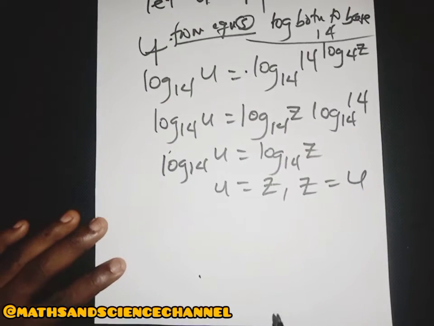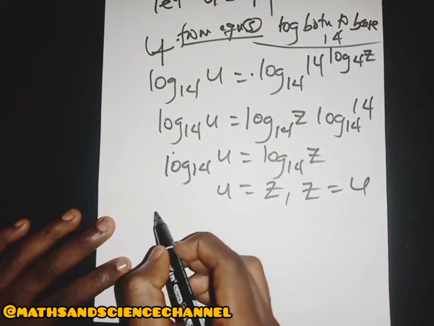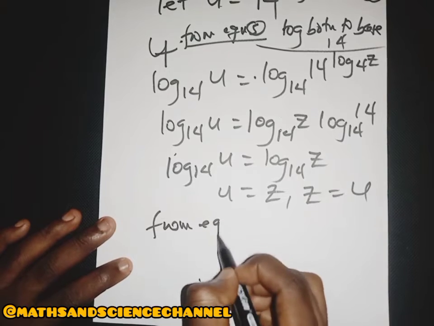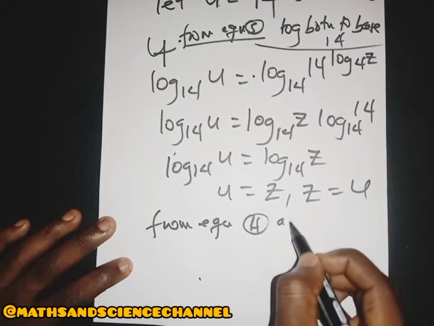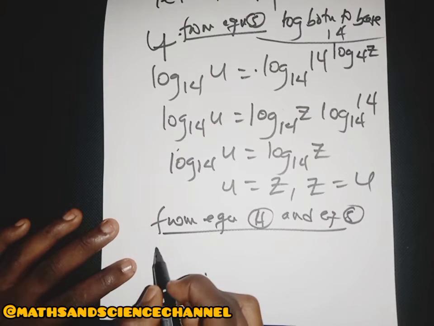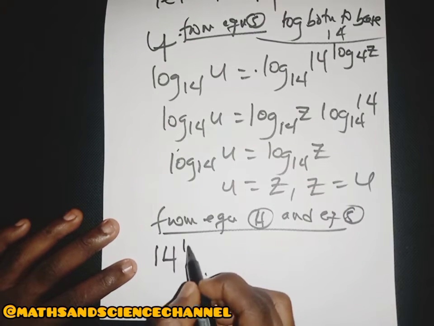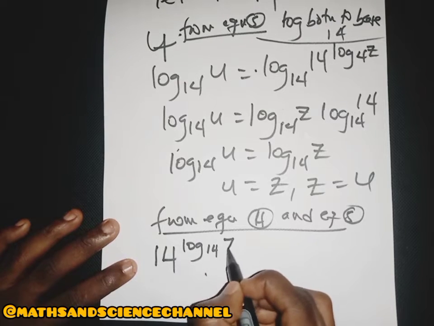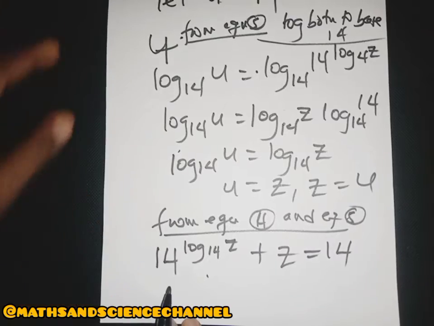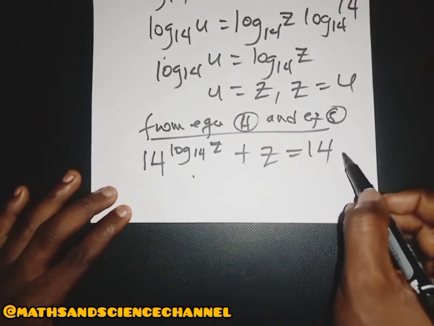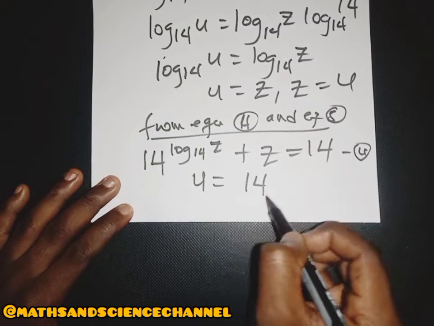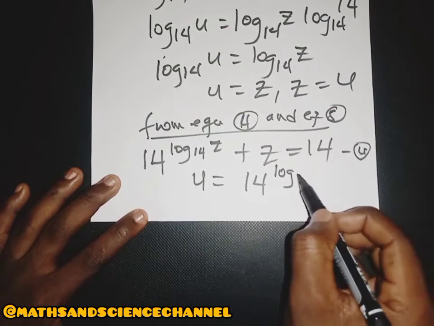So if they are both equal, then we are working backward now from equation 4 and equation 5, right? Now equation 4 is just 14 to the power log base 14 z plus z equal to 14, right? And from the fifth equation we said that u equal to 14 to the power log base 14 z.